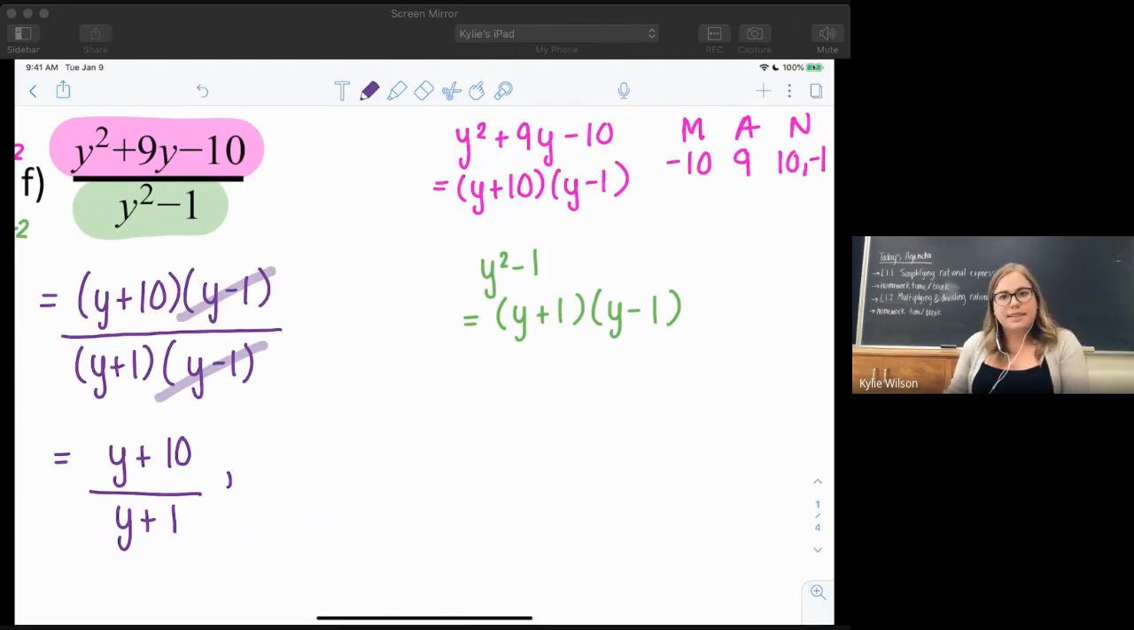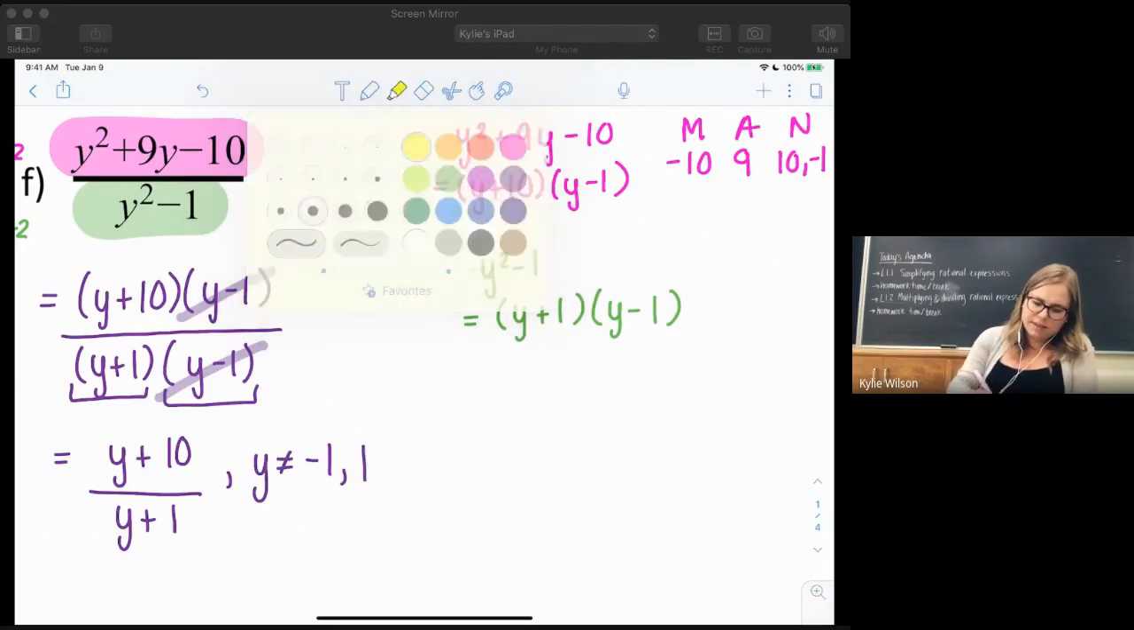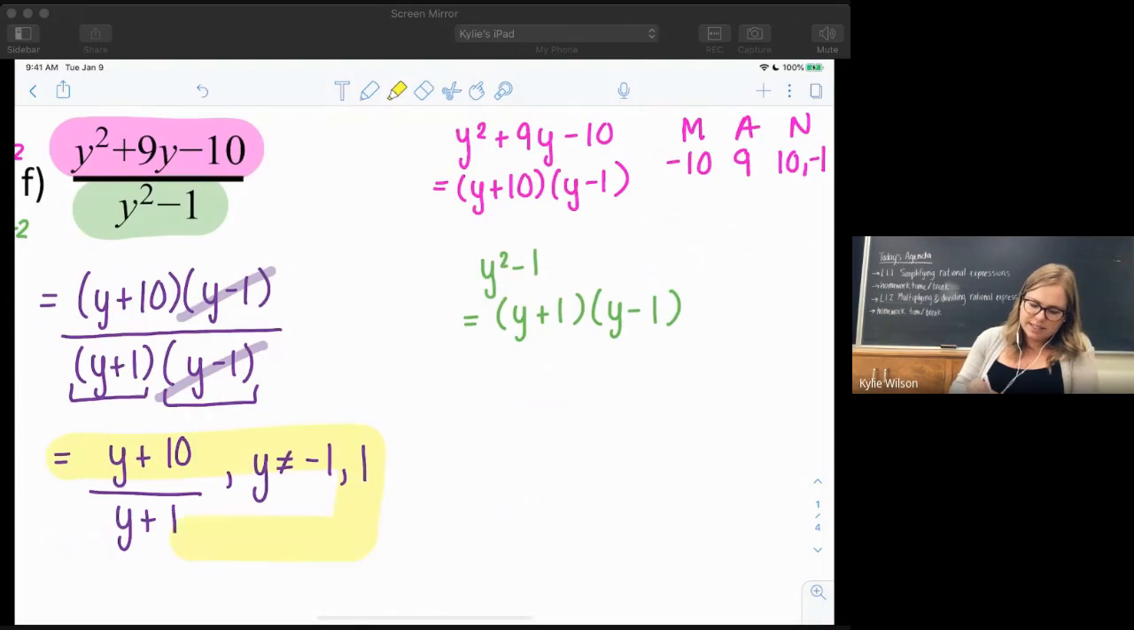Finally, I have to deal with my restrictions. So for this one to be 0, y can't equal negative 1. For this one, y can't equal 1. So that is our final answer.